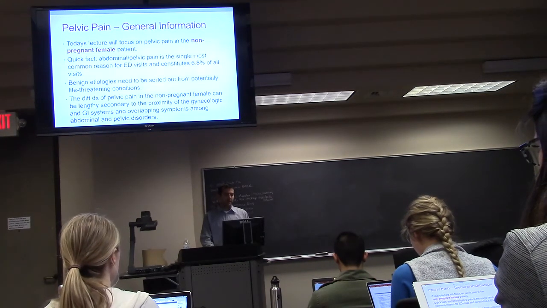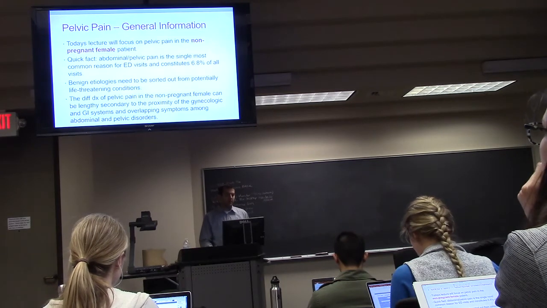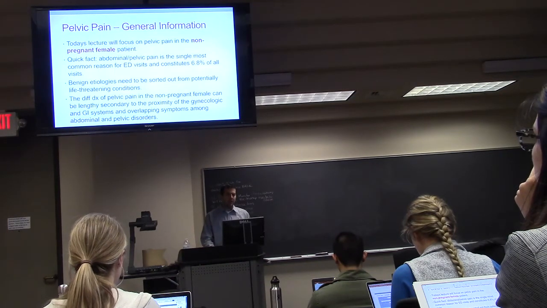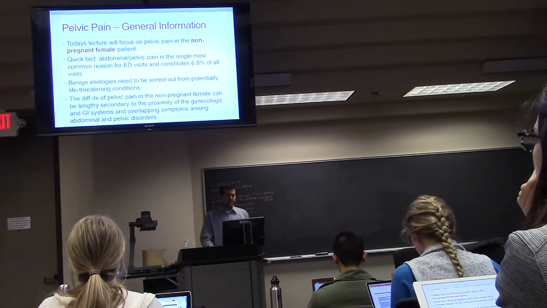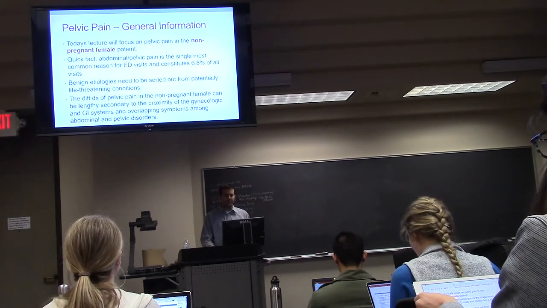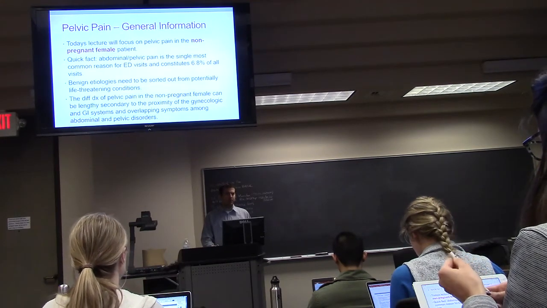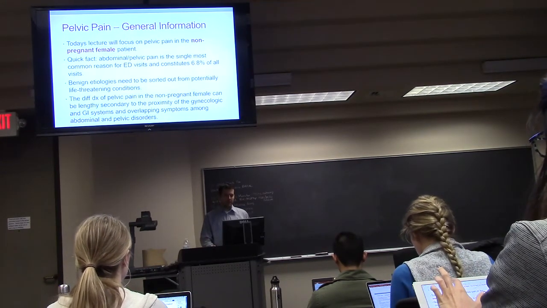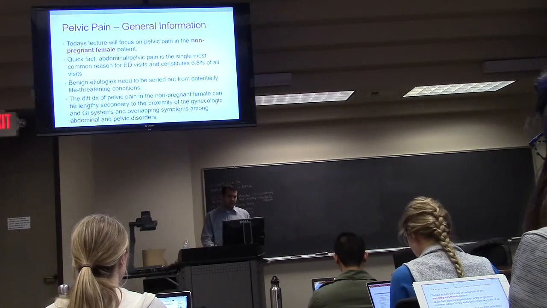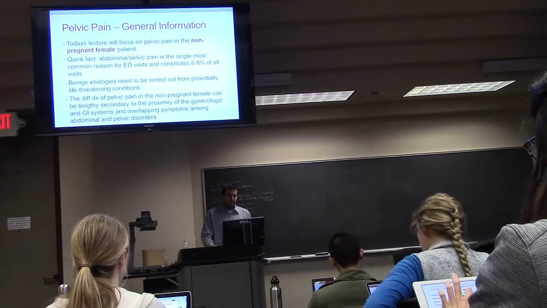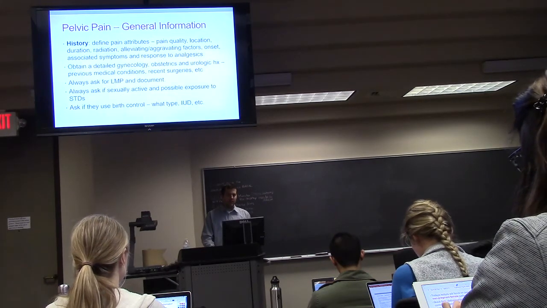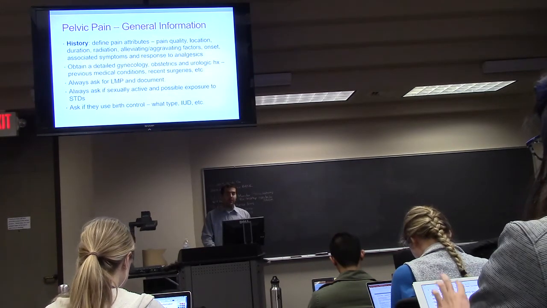All right, so we'll focus mainly on the non-pregnant female, because pregnancy is a whole other world of problems. On this slide, it says abdominal pelvic pain is the single most common reason for ED visits, constituting 6.8% of all visits. I don't think I got this number. It's 40%. Abdominal pain is 40% of visits to the ER. Like, my tummy hurts, I'm here, 40% of the time. The benign etiologies need to be sorted out from potentially life-threatening conditions. Differential diagnosis of pelvic pain: yeah, there's a million things that can go wrong. There could be a problem, or there could be absolutely nothing wrong.